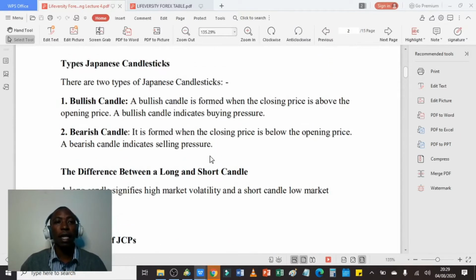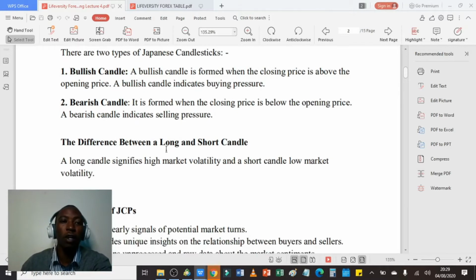As I said earlier, there are two types of Japanese candlesticks. They are the bullish candle, which is formed when the closing price is above the opening price. A bullish candle indicates buying pressure, very important. And then we have a bearish candle. It is formed when the closing price is below the opening price. A bearish candle indicates selling pressure.